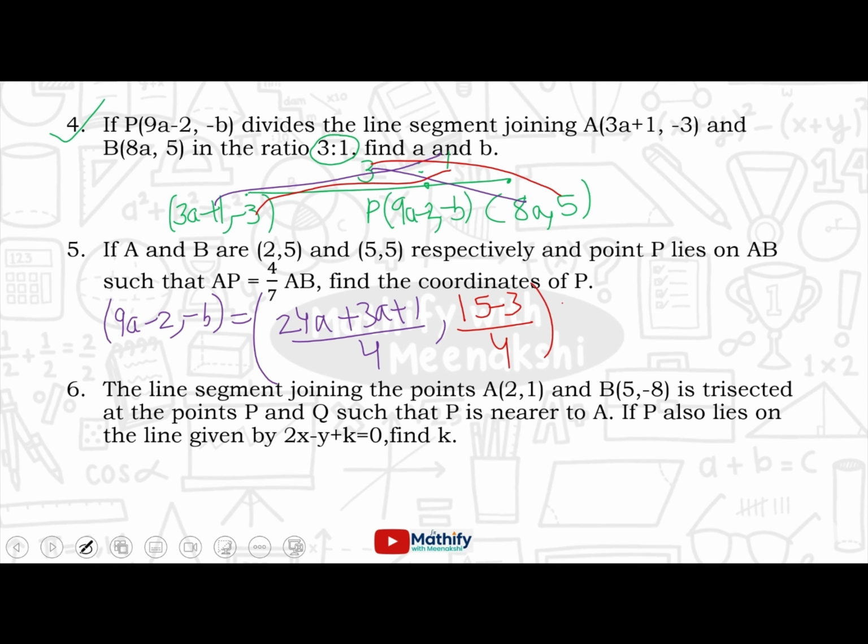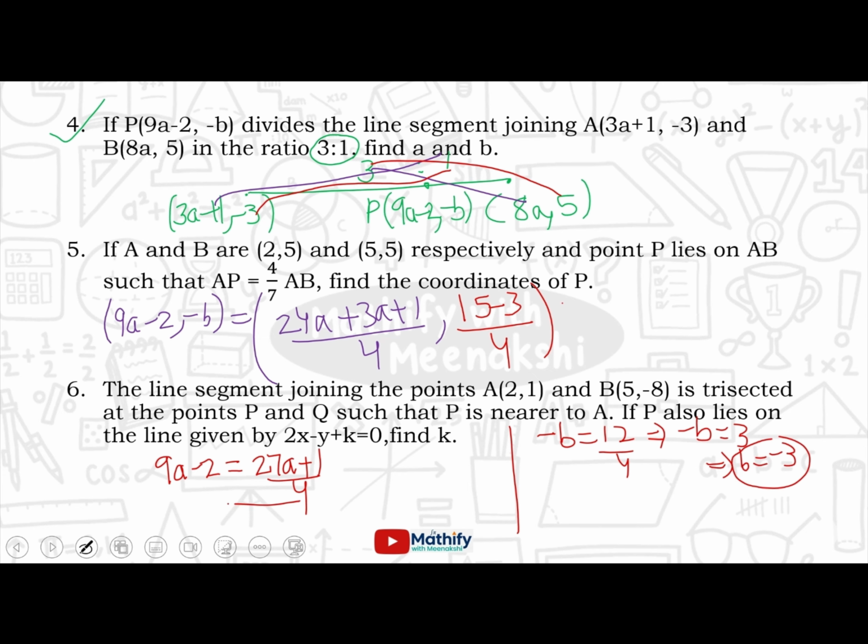So what is your answer? You can just compare: 9a minus 2 is equal to 27a plus 1 by 4. And on that side, minus b is 15 minus 3, that is 12 by 4. You can say minus b is 3, so your b is minus 3. We have to solve now for a. Here, you will just move 4 to that side.